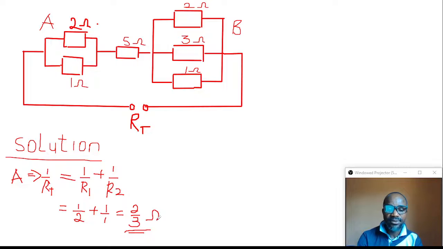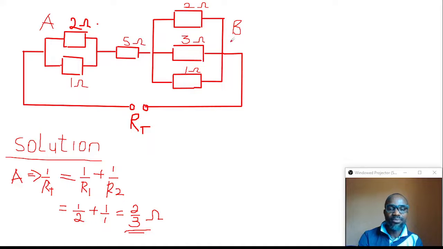So let's take notes without wasting time. This is very simple, right? So our RT here is 2 over 3 ohms. I want you to understand what I did to get this. I just did 2 times 1 all over 2 plus 1. That's what I did, okay?